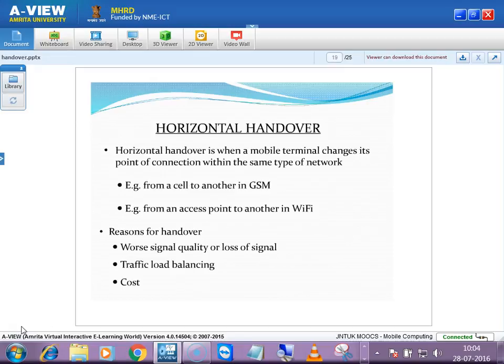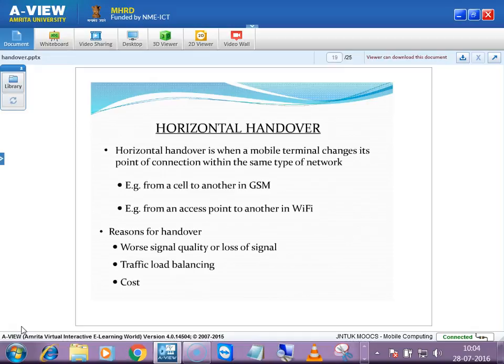So horizontal handover is when a mobile terminal changes its point of connection within the same network, for example from one cell to another cell in GSM. You are handed over from one cell which is using GSM, and the other cell is also GSM. Then it is called horizontal handover. But if base station A is using 2G GSM and base station B is using some 3G, and you hand over from base station A to base station B, then it is called vertical handover.